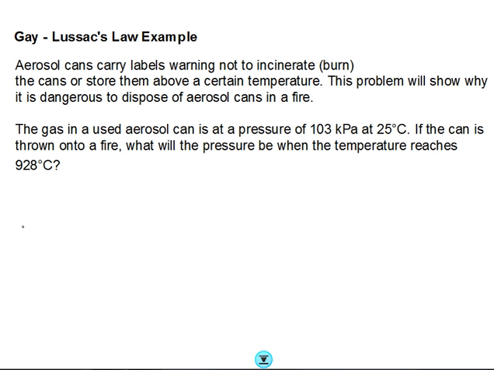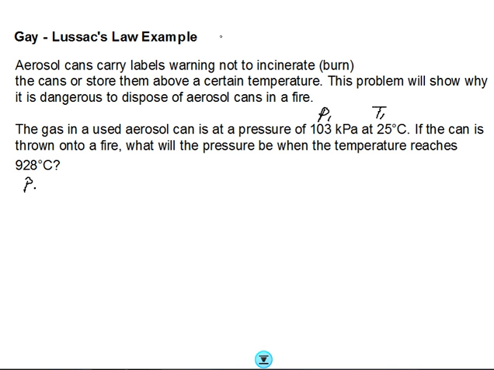Okay, and let's take a look at this can. Now this is actually kind of fun to do. I forgot what the actual pressure is for when a can explodes. Do you remember, or the temperature? I can't remember. Anyways, this deals with aerosol cans. It says aerosol cans carry label warnings, do not incinerate or burn the cans or store them above a certain temperature. This problem will show why it is dangerous to dispose of aerosol cans in a fire.